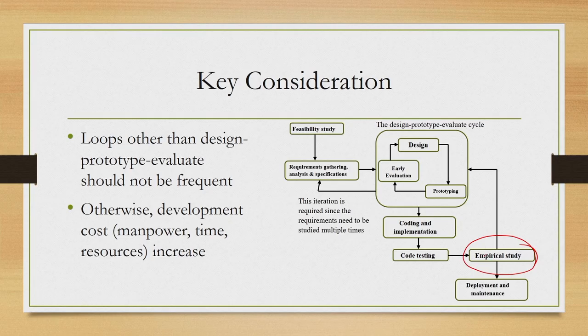So, we should ensure that before going for empirical study, the implemented product is as good as possible. There should not be too many problems. Otherwise, we have to repeat this loop multiple times. It can be repeated once or twice, that is still acceptable, but if we have to do it multiple times because the earlier stages we did not do properly, then that increases the cost as well as turnaround time of the overall system. In fact, it may lead to non-delivery of the product also.